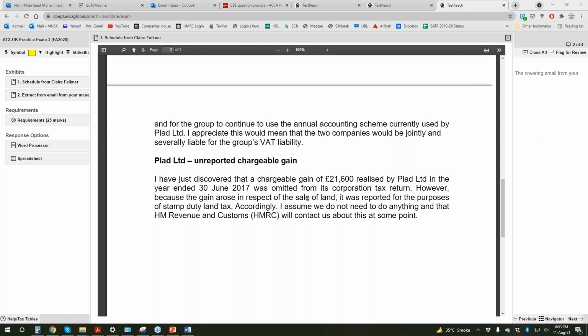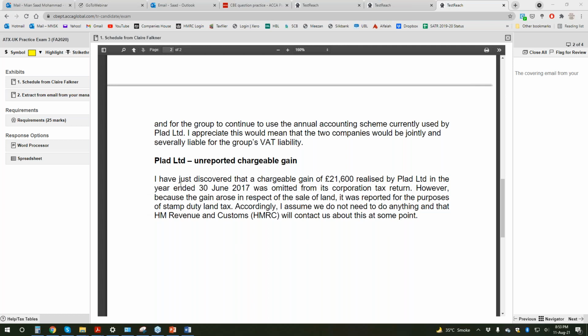However, because the gain arose in respect of the land, it was reported for stamp duty land tax. Accordingly, the client is saying that they assume they do not need to report anything to HMRC, as HMRC will contact them about this at some point, which is wrong. They should not wait for HMRC to contact them. Rather, they should disclose it to HMRC themselves. And the rest of the steps I have told you, you will be including in your answer.